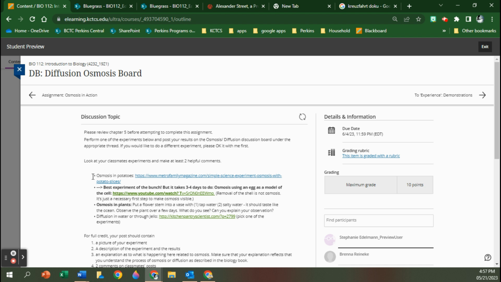Now, the best experiment of the bunch, it's the one that takes the longest, but it really is by far the most impressive, is the osmosis using an egg as a model. What you do there is you spend about 3 days removing the hard shell from an egg, and then you use what's left over, not the shell. When the shell is removed, you can use the egg as a model of osmosis, and it is amazing how it changes size just depending on what you put it in. It's a fun experiment to do.